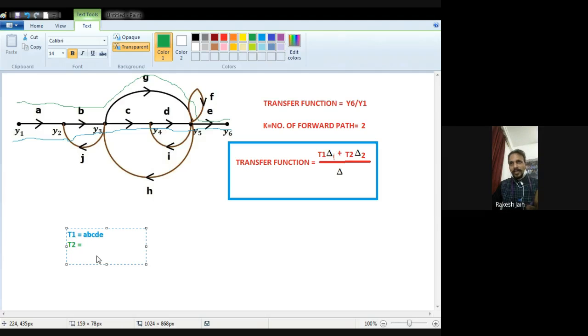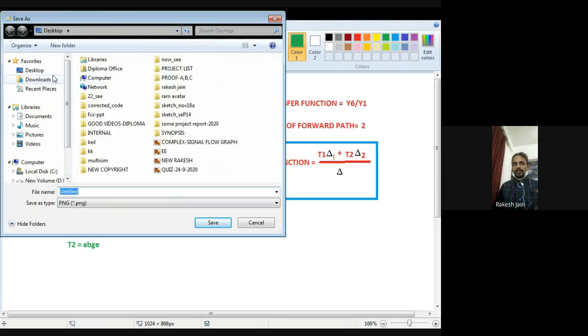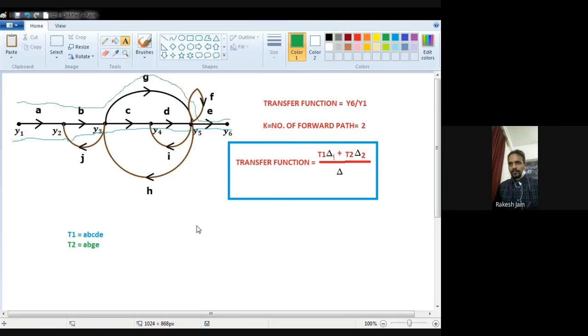Now for the T2, in the diagram, as I mentioned a few minutes ago with the green color pencil line, this is my second forward path. So now I write down with the same color line the forward path, so you will not be skeptical about this. So A, B, then G and E. Okay, so these are two forward paths.